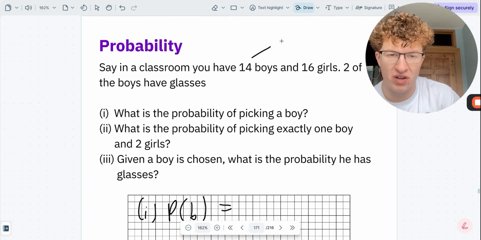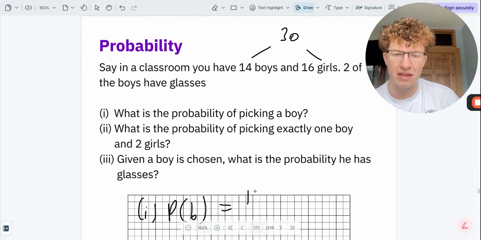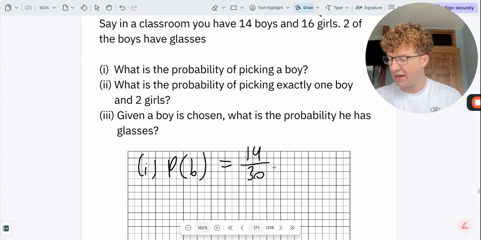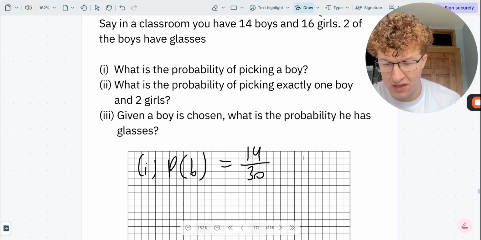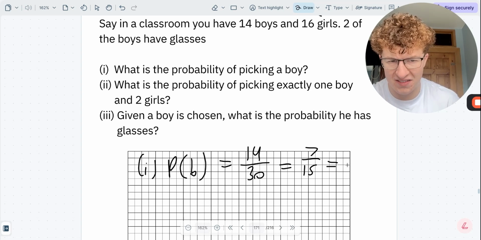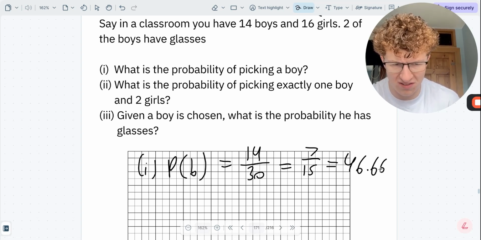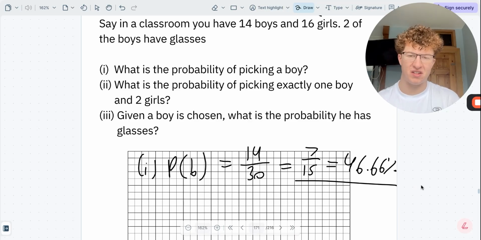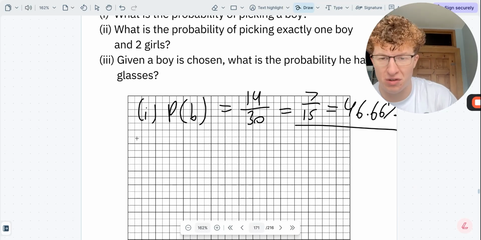So we have 14 boys and 16 girls. So in total, we're going to have 30 students. So the probability of picking a boy will be 14 over 30. And if you get that as a percentage, it'll be what? It's the same as 7 over 15, and that's equal to 46.66%. You can leave it as a decimal, or you can write it as a percentage. Either or, same thing. So that's how you do the first part.